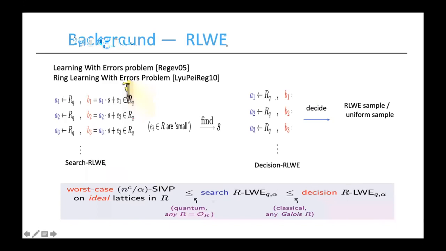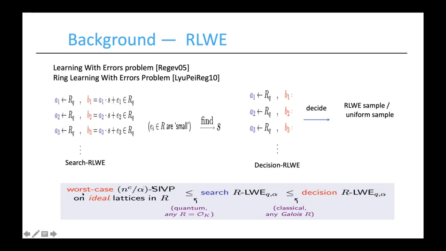That means if we base a cryptographic scheme on the decision version of ring LWE, this scheme is also based on the search version of ring LWE. There is also a reduction: if one can solve the search version of this problem, there is an efficient algorithm which can solve the worst case SIVP problem on ideal lattices. So if a crypto system is based on the decision ring LWE problem, and one can break the crypto system, that also breaks the worst case SIVP problem on ideal lattices.